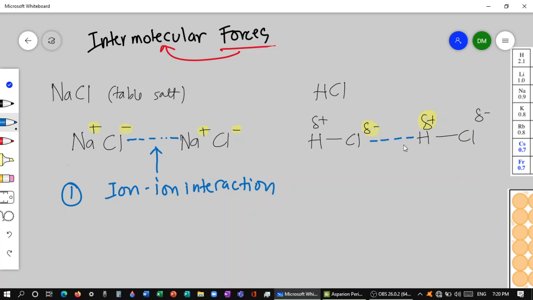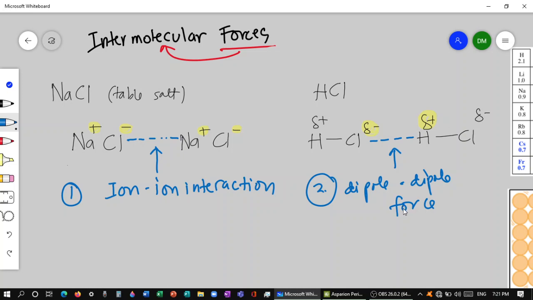This attractive force, we call this a dipole-dipole force. A dipole-dipole force is between a polar molecule and another polar molecule. And again, ion-ion is between an ionic compound and another ionic compound. So this one is the second type of intermolecular force, the dipole-dipole force.